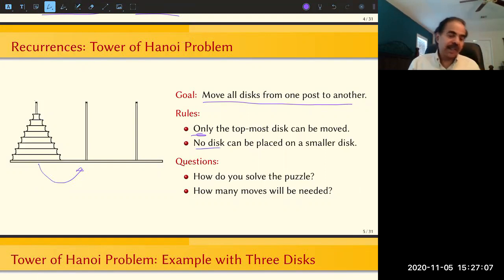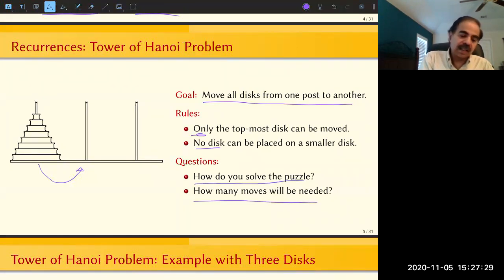The second rule is you cannot place a larger disk on a smaller disk. So you always have to put a smaller disk on a larger disk. Okay, so these are the two rules. So the question is, how do you solve the puzzle and how many moves will be needed?